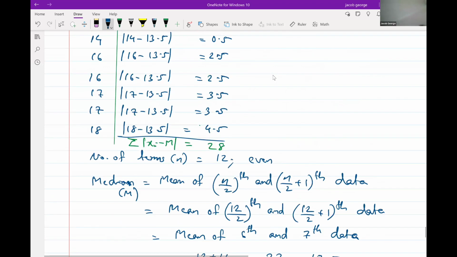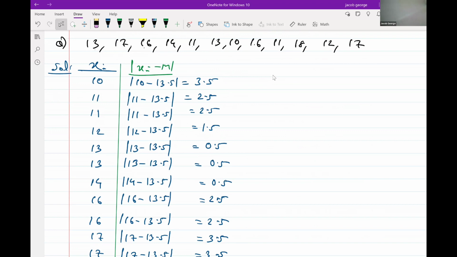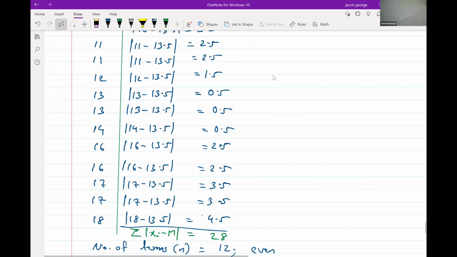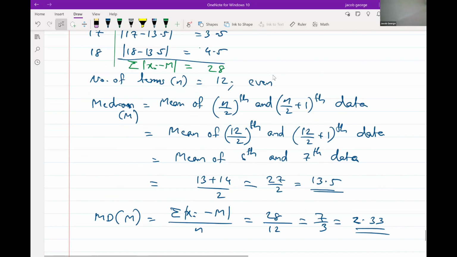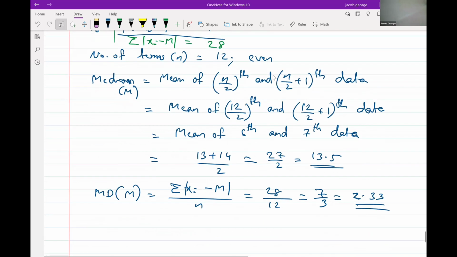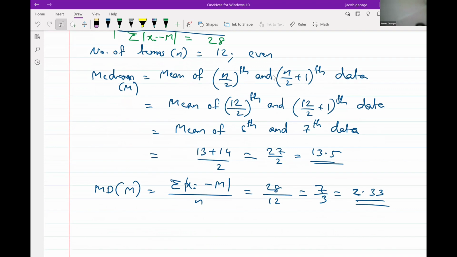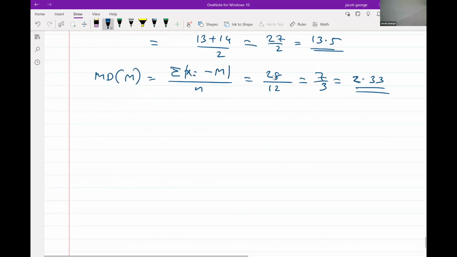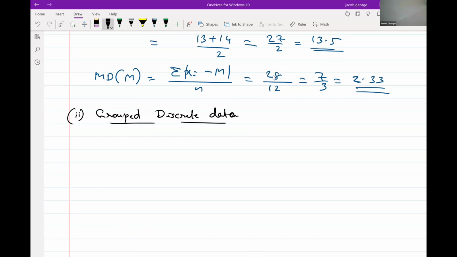Hope you all completed this one. Ungrouped data is fine, especially with an even number of terms. There are two middle terms, and we take the mean of these two. Next, group discrete data, the second of this category. Here the difference is in the formula. Remaining steps are almost the same.